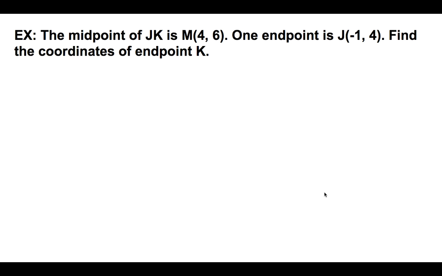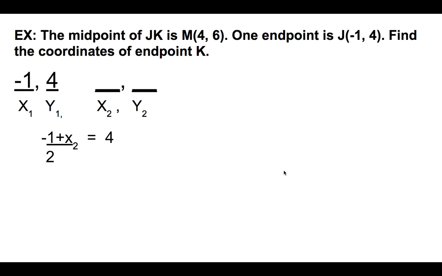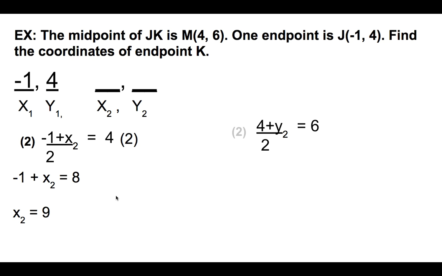Go ahead and try solving for the other endpoint of K. Again, I know my x sub 1, y sub 1. I'm going to substitute what I know back into my equation. I'm trying to solve for x sub 2, so I multiply both sides by 2. The 2's cancel out on the left-hand side, and I'm left with -1 plus x sub 2 is equal to 8. Add 1 to both sides, I get 9. Same thing for my y's.